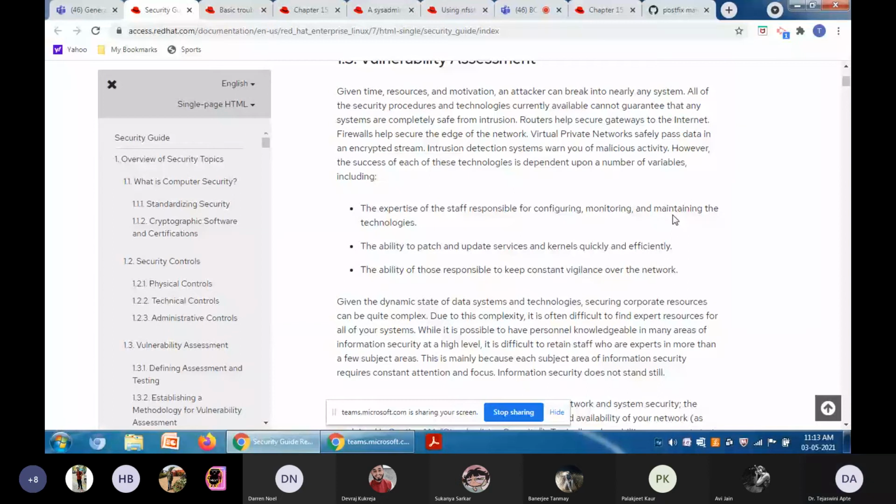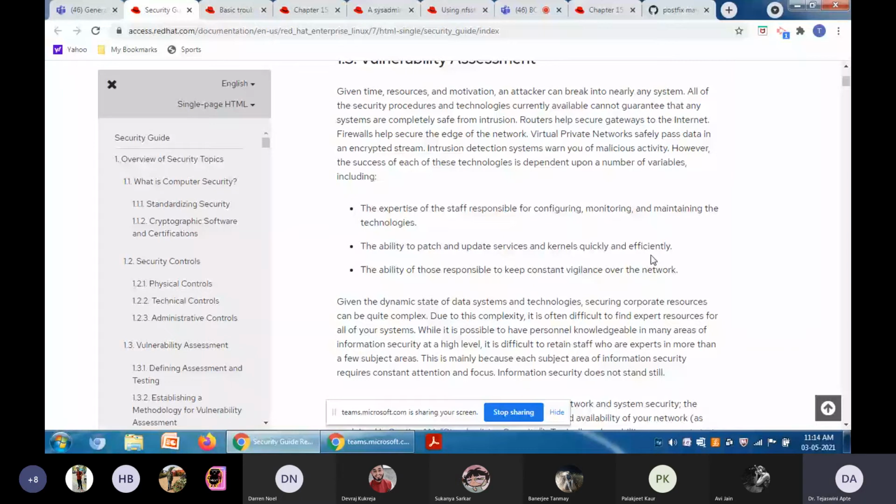The second thing is the ability to patch and update services and kernels quickly and efficiently. There was a question I was discussing with one of the students: there are 100 different machines which are supposed to be security patched as well as updated. How do I need to take care of the network? I need to make sure that these machines are not available to the outside network whenever the security patching is going to be done.